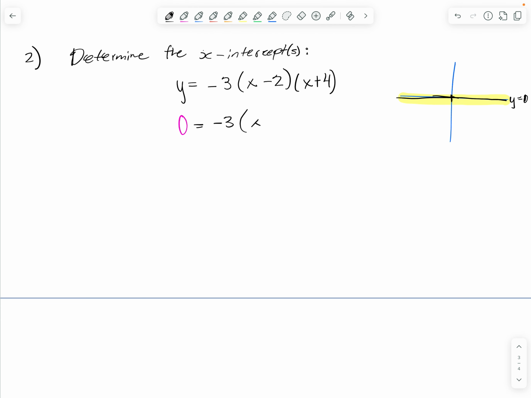So 0 equals -3 times (x minus 2) times (x plus 4). And this question is really easy when you realize it's just the zero property rule, the zero product law. Things that multiply have to be equal to 0. Well, -3 is never going to be equal to 0.